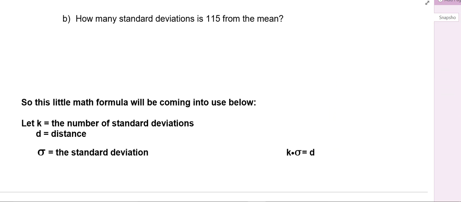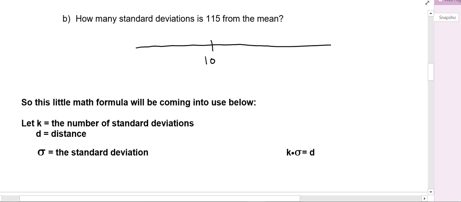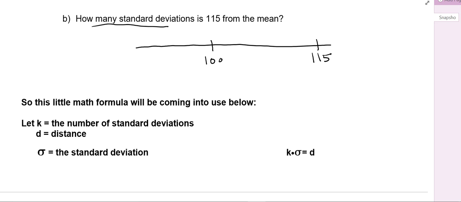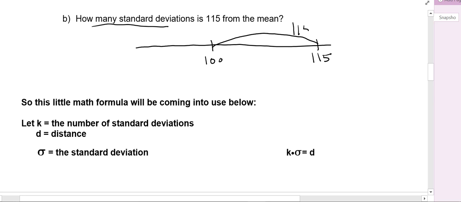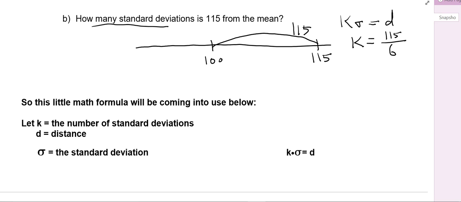How many standard deviations is 115 from the mean? So once again, here's the mean. Here's 115. I'm trying to find the number of standard deviations, not the standard deviation, but the number of standard deviations. Well, I'm given the number now. I know the distance. The distance is 15. Well, again, K times sigma is equal to the distance, right? So K is the distance divided by the given standard deviation, 6. I'm sorry, the distance should be 15.